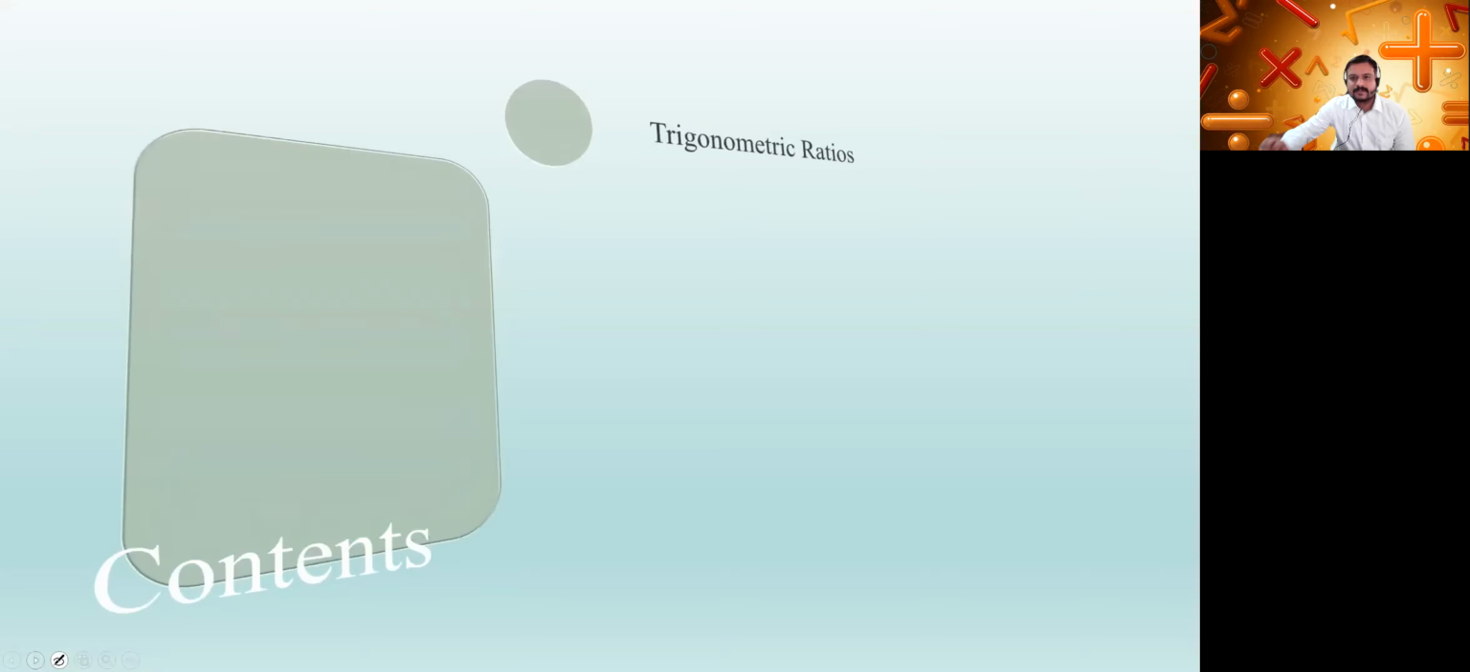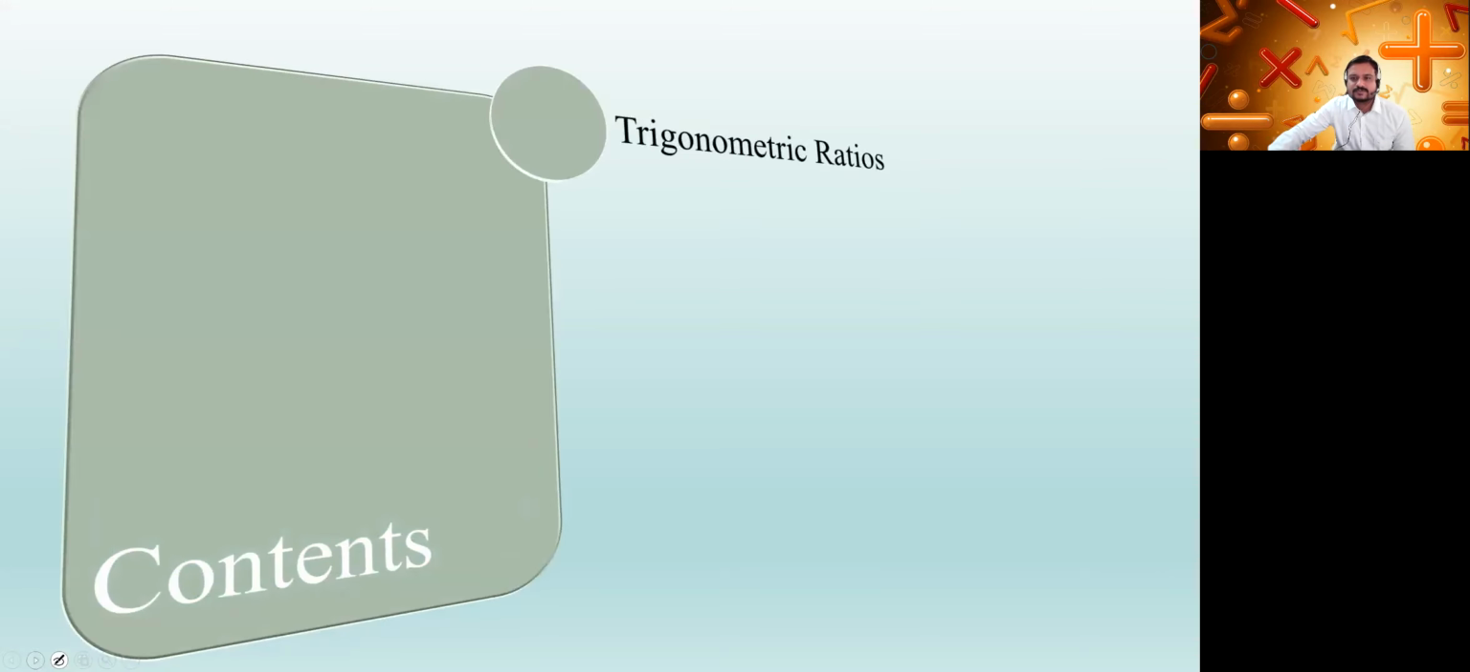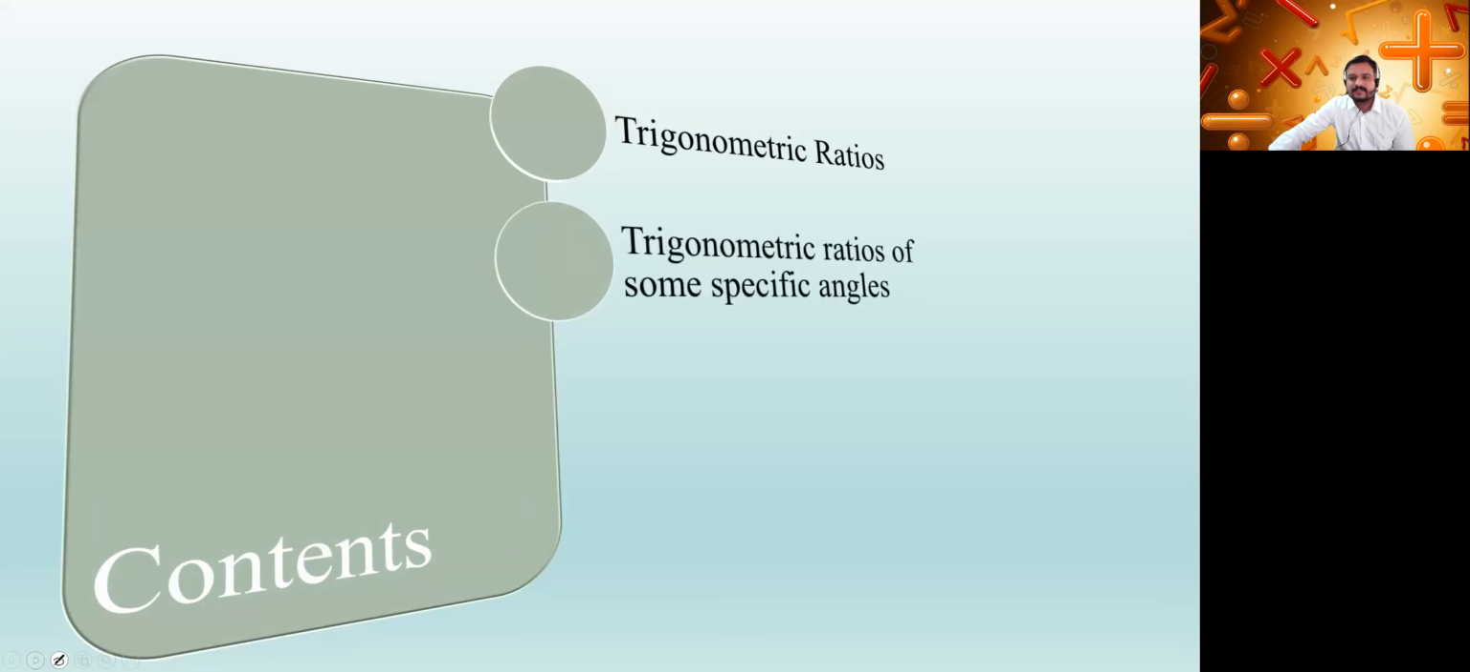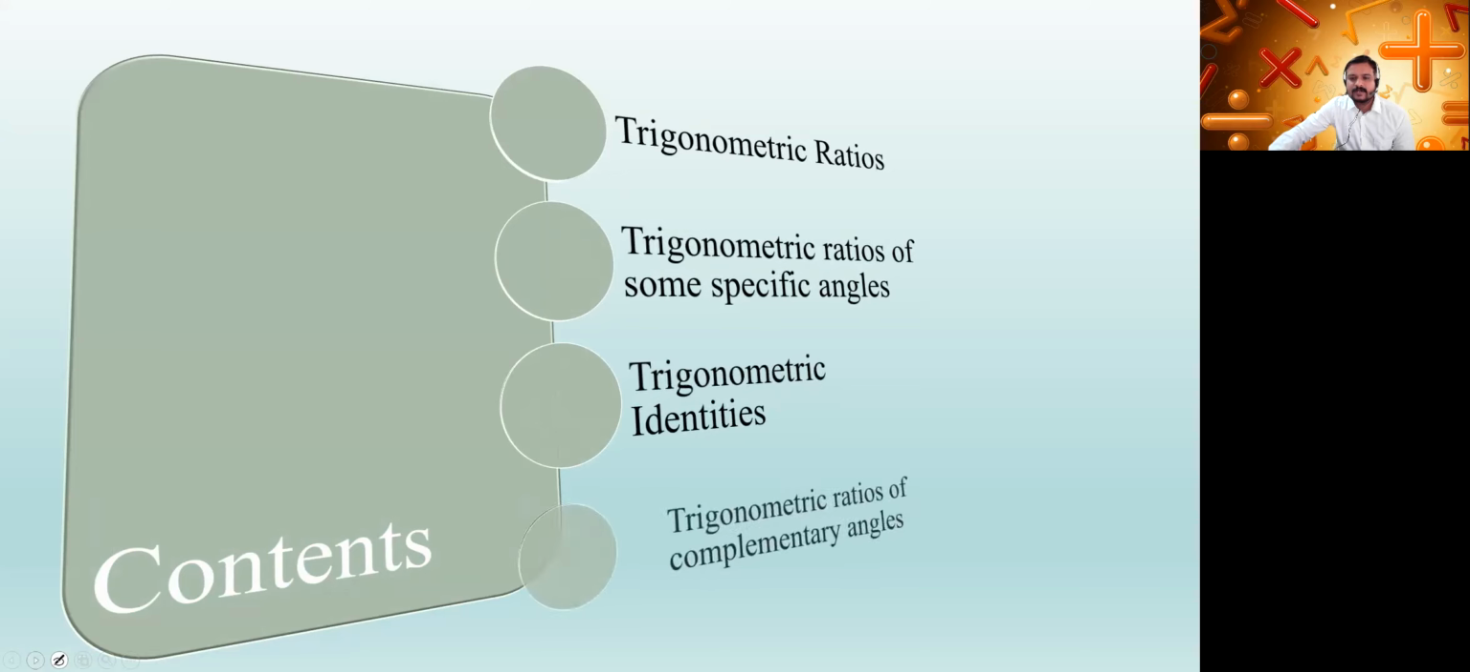So what all things we are going to take in this chapter is first trigonometric ratios. There are 6 different trigonometric ratios. Second, trigonometric ratios of some specific angles. Next, we will be doing trigonometric identities. And finally, trigonometric ratios of some complementary angles. Now let's move on to trigonometric ratios.